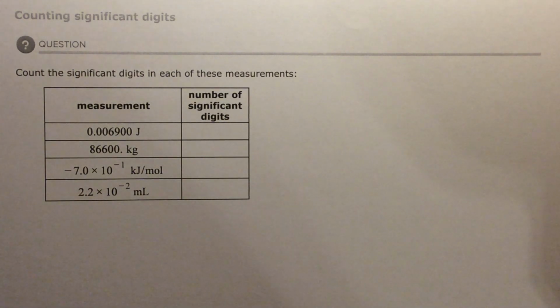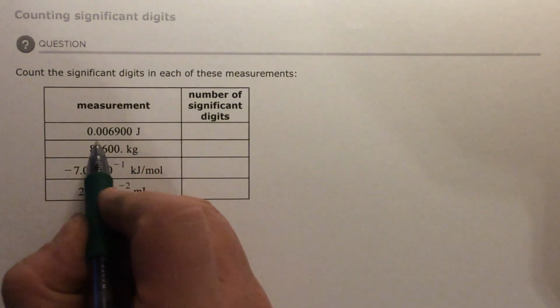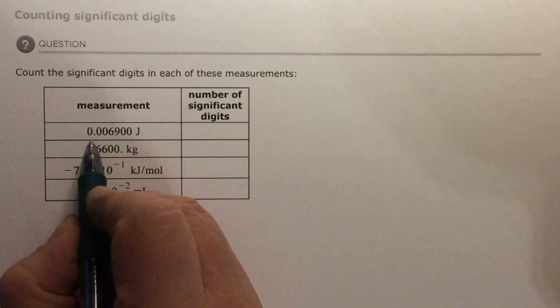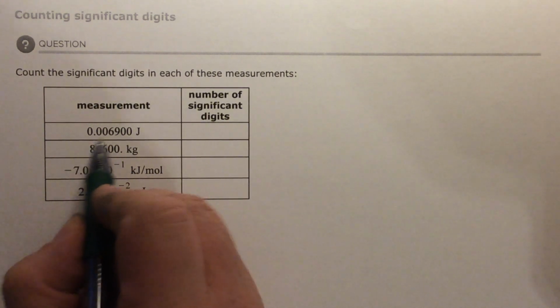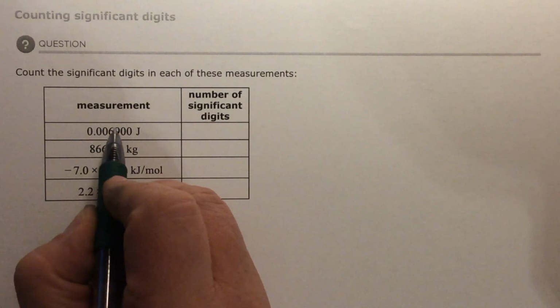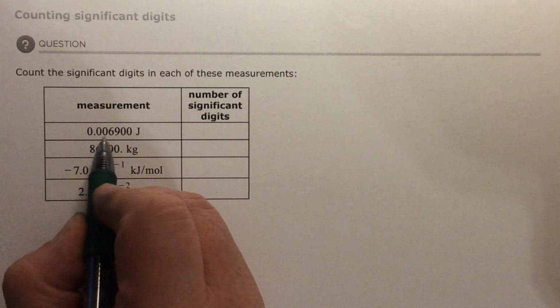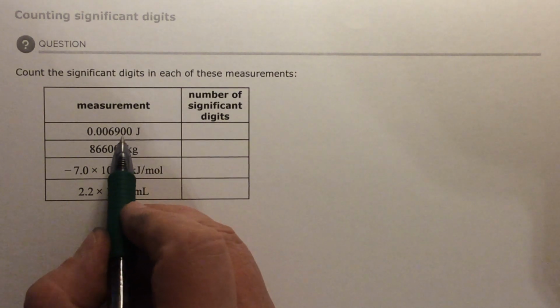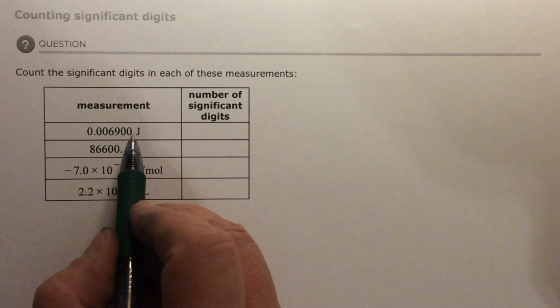So let's look at this first one. Which ones are significant, which ones are not? The rule says that leading zeros are insignificant. So zeros leading up to a number, so 0.00, those are insignificant. They're just holding a place. This 69 is really your significance. These are placeholders. I told you that trailing zeros or following zeros are also insignificant.